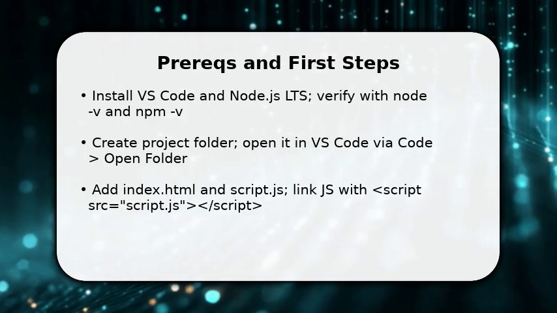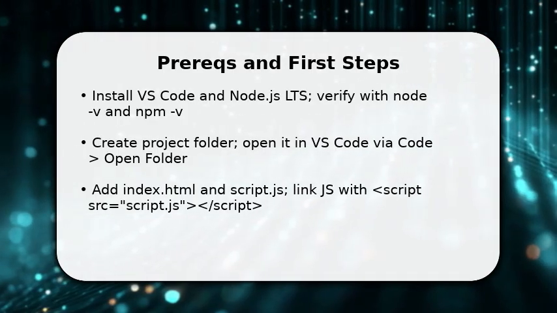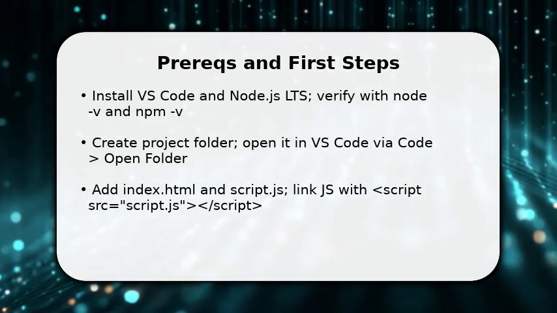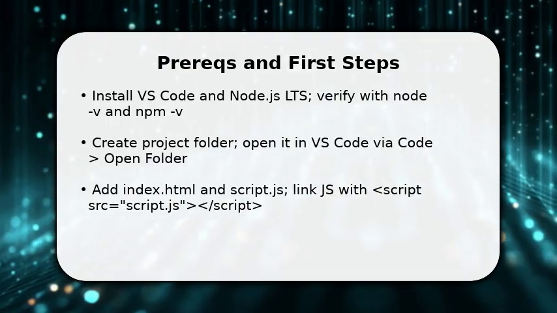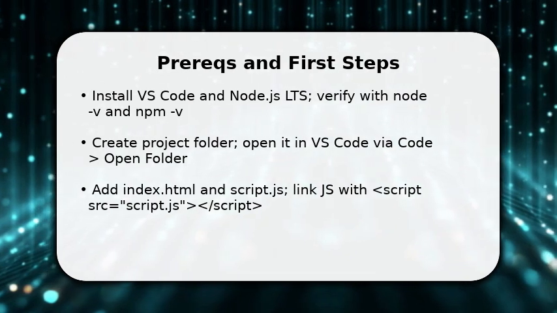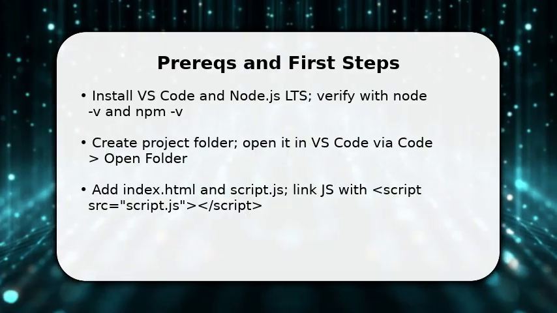Create index.html and script.js files immediately, then add a script src equals script.js tag before /body to connect them. Make sure to save both files. This wiring lets you edit JS and see results in the browser. Doing these first steps prevents confusion later when tools or file links break.